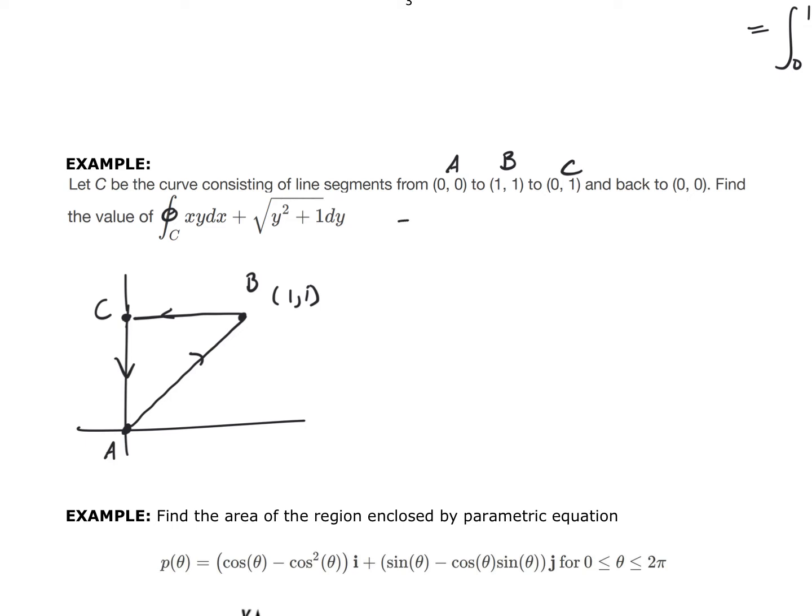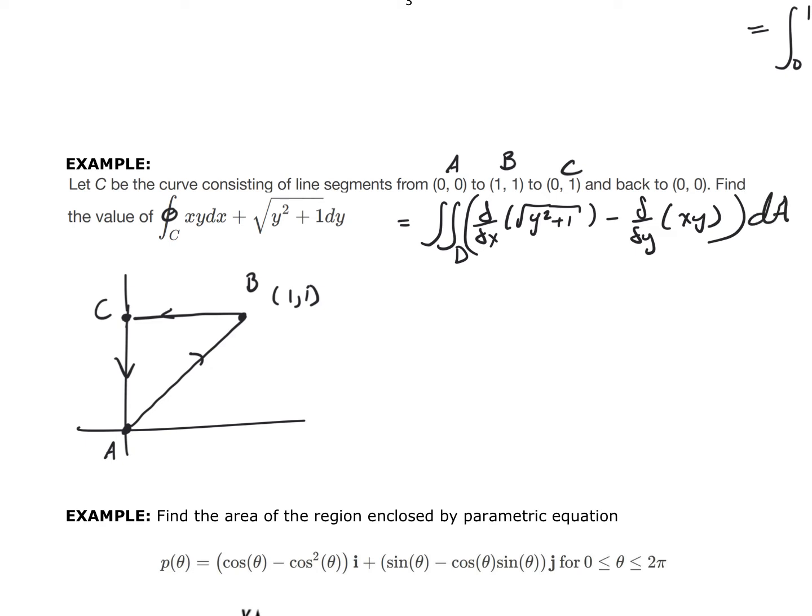So by Green's theorem, this is going to be equal to the double integral over the region D of the partial with respect to x of the square root of y squared plus 1. We like that one. Minus the partial with respect to y of xy dA. So this is going to be the double integral over the region D of 0 minus x dA. And now we just have to figure out which way we want to go with our integration.